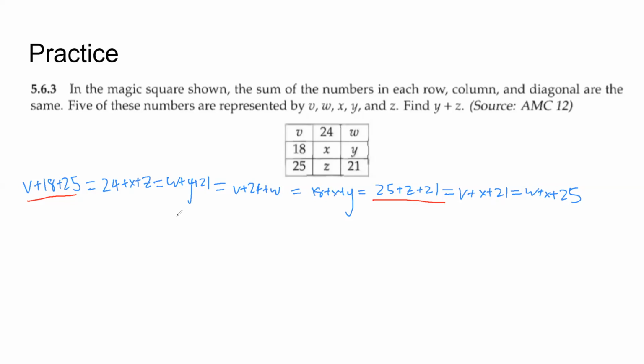So let's try to look at these ones with one variable first, because the fewer variables we have, the easier the solving of the problem is going to be. So we have V plus 18 plus 25. This becomes V plus 43, and then this becomes Z plus 46. So from here, does anyone have an idea of how we can, using this information, find the value of other variables?